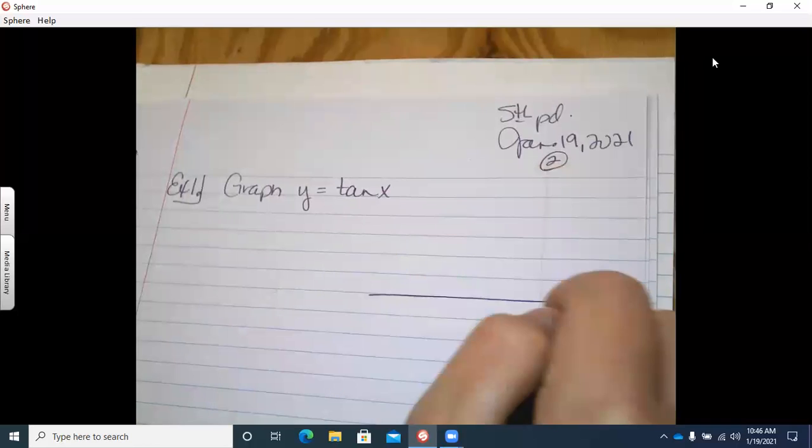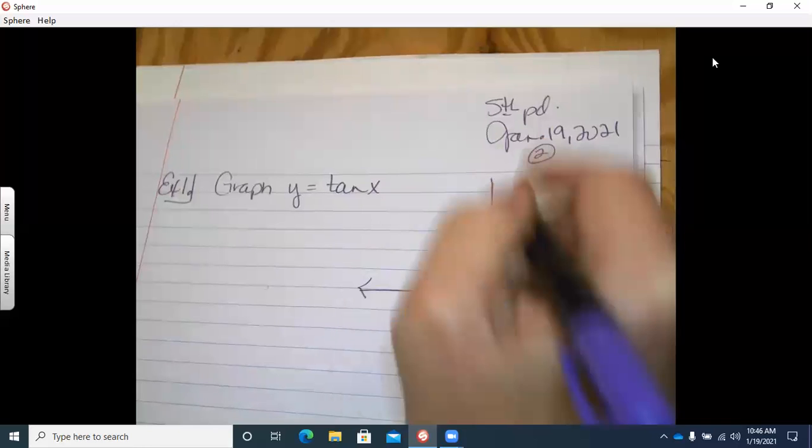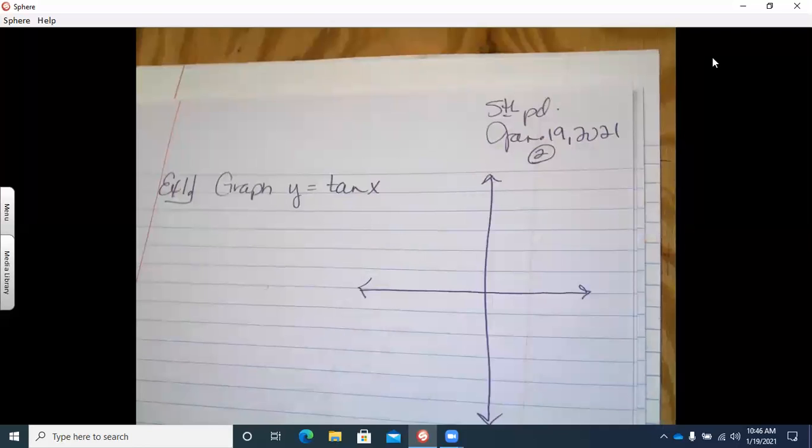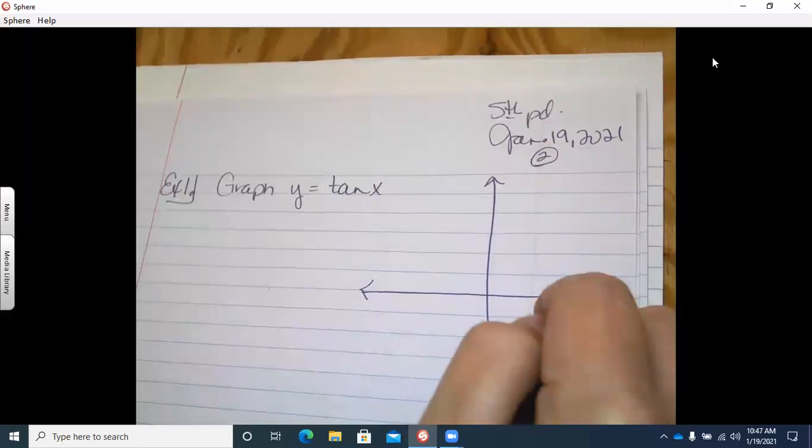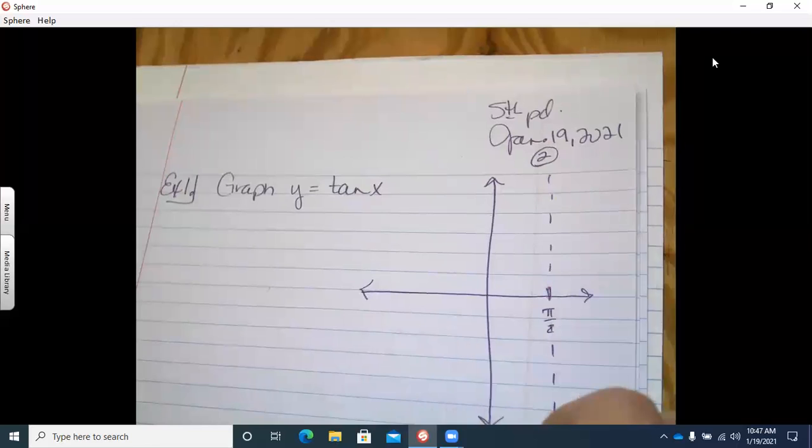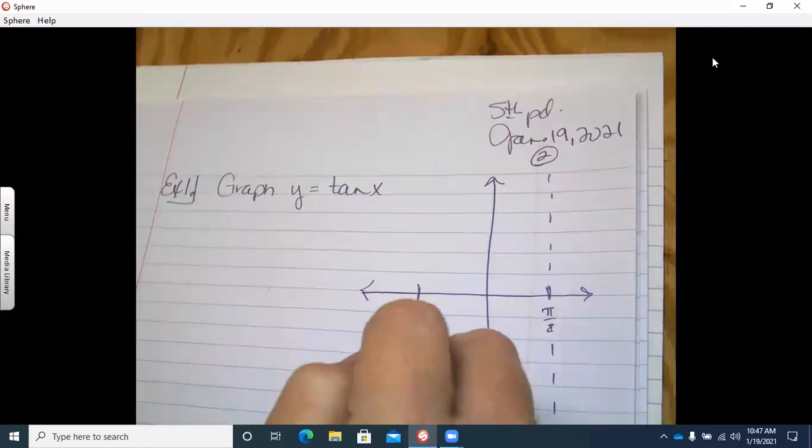Okay, so I just told you that the period is a length of pi, right? Period is a length of pi, so it's 1 pi long. But at pi halves, there's an asymptote. Okay, so let's see, we have a graph here. So let's do the y-axis. And at pi halves, there is an asymptote. Well, there's also an asymptote at negative pi over 2.